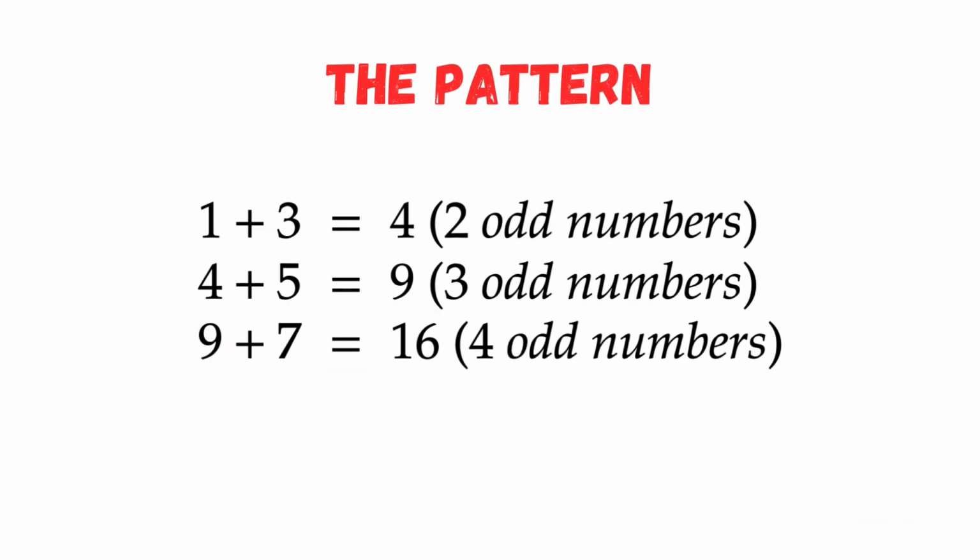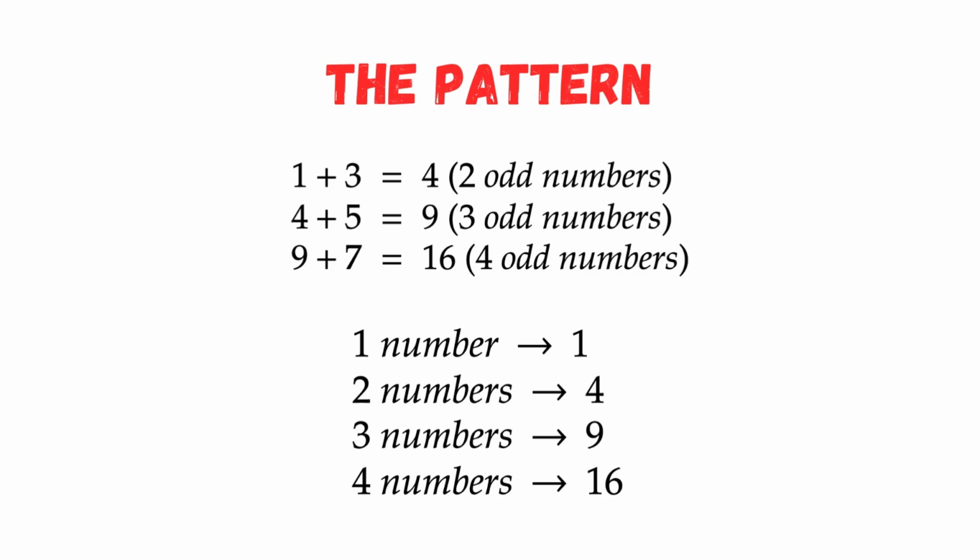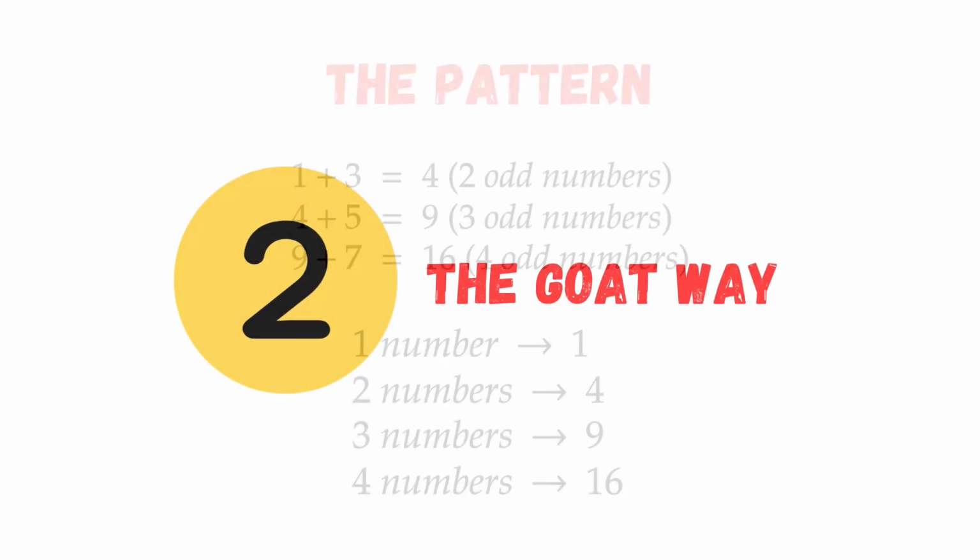It's quite simple, really. If you list out these three little calculations, then you can see that one number is 1, because one odd number is equal to 1. Two numbers is equal to 4, 3 numbers is equal to 9, 4 numbers is equal to 16. And you see the pattern. So this is basically squaring the number. But let's look at the goat way.